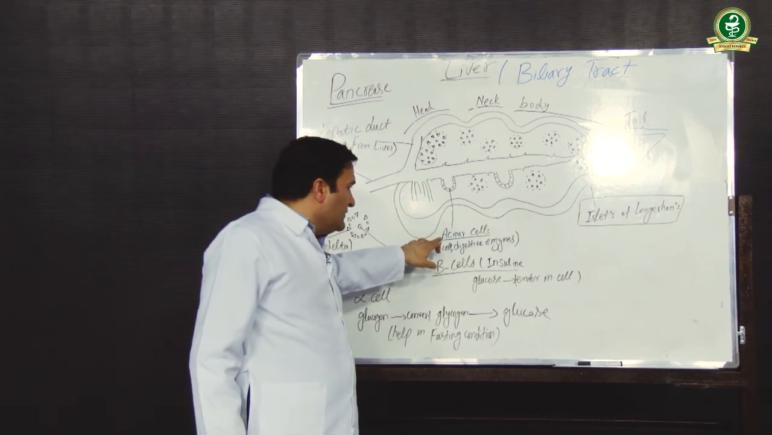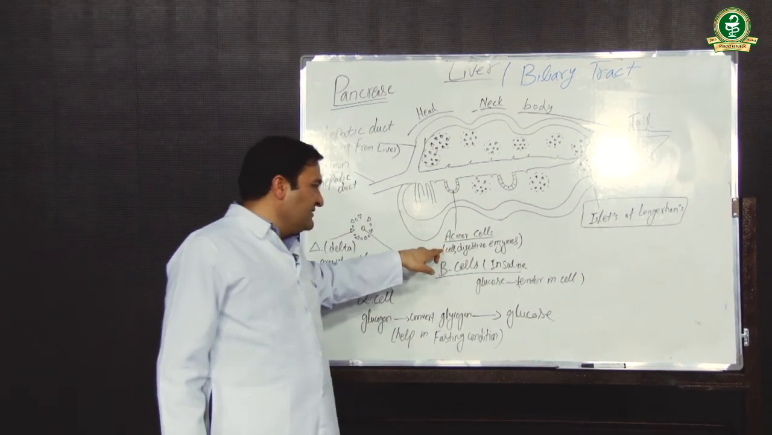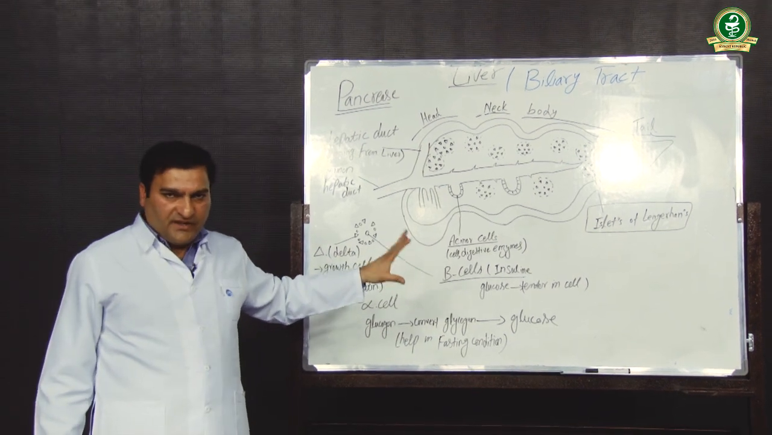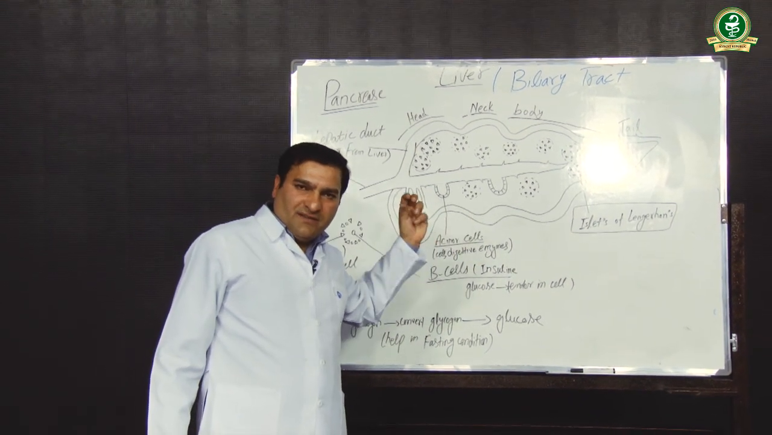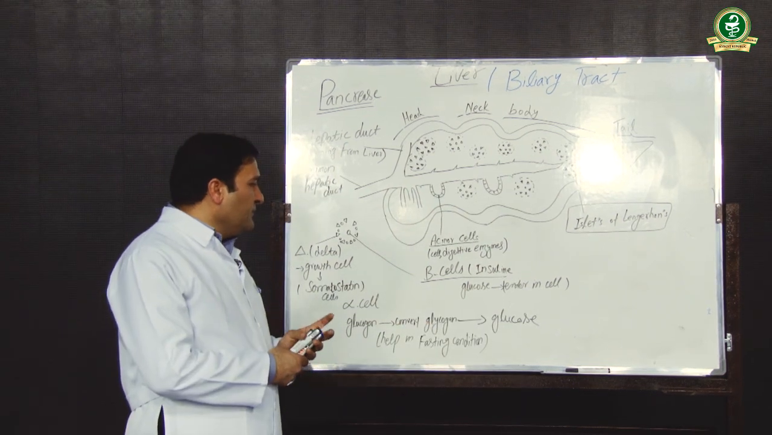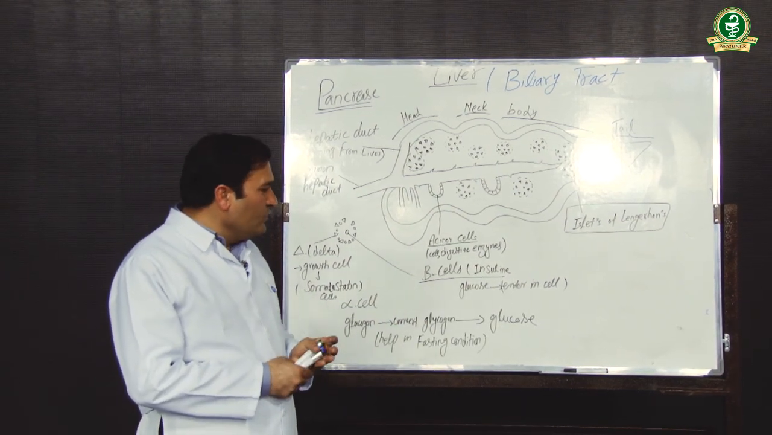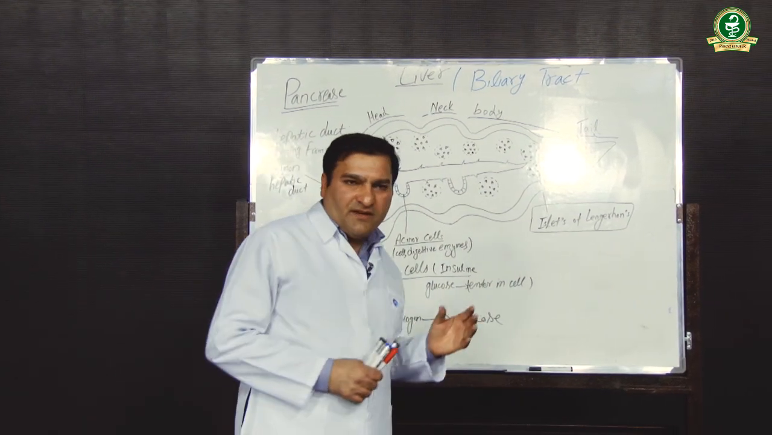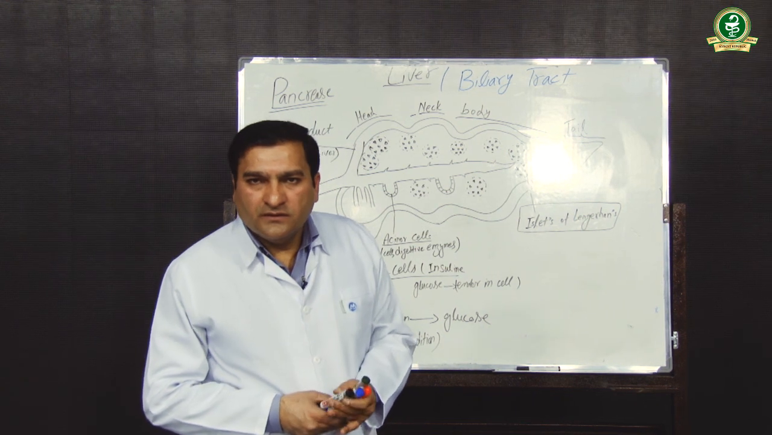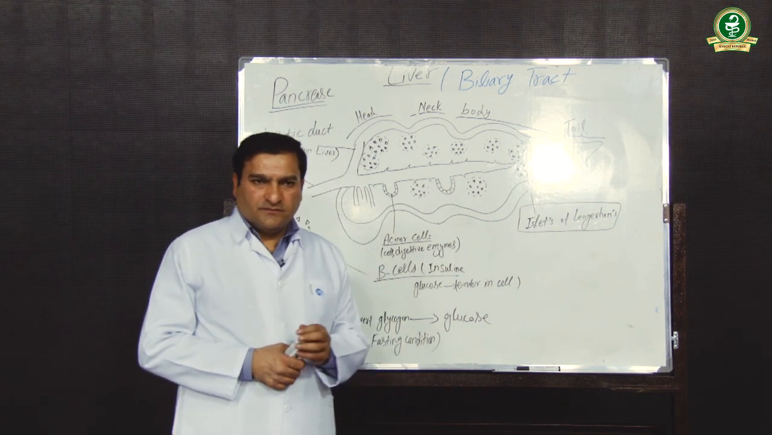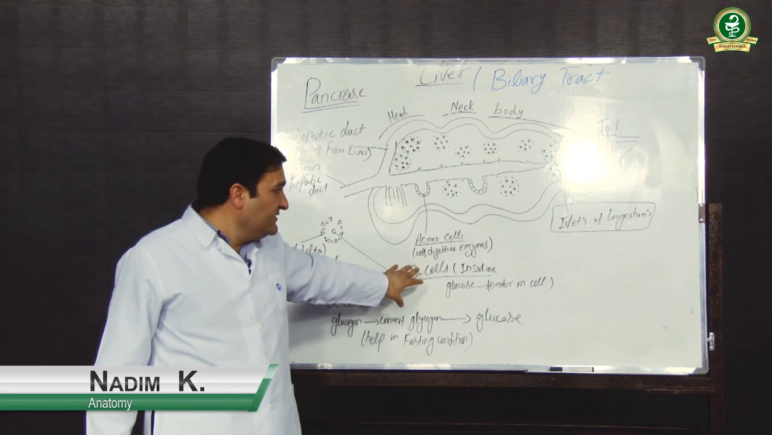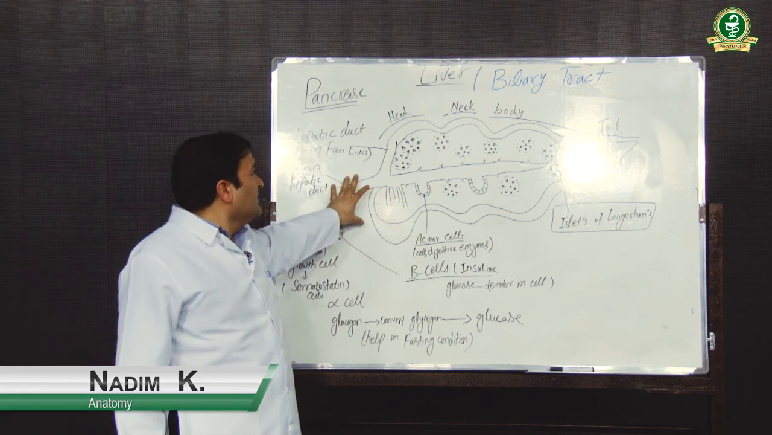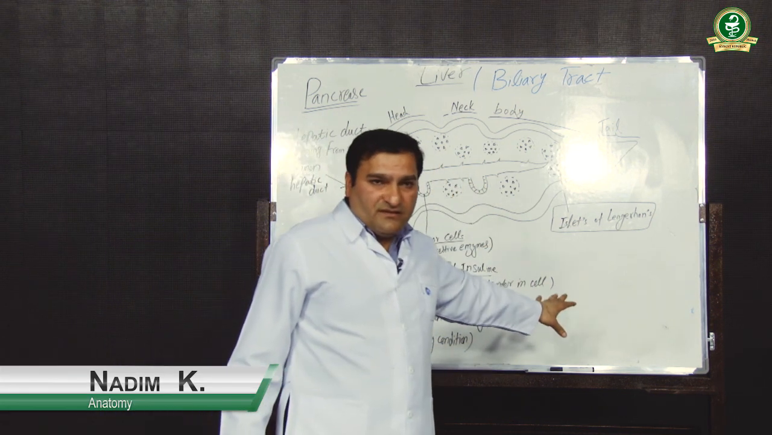And there are also acinar cells. These cells help in digestion, meaning they release digestive enzymes. And beta cells help glucose enter into the cells. That is our pancreas, and biliary tract, the last topic.